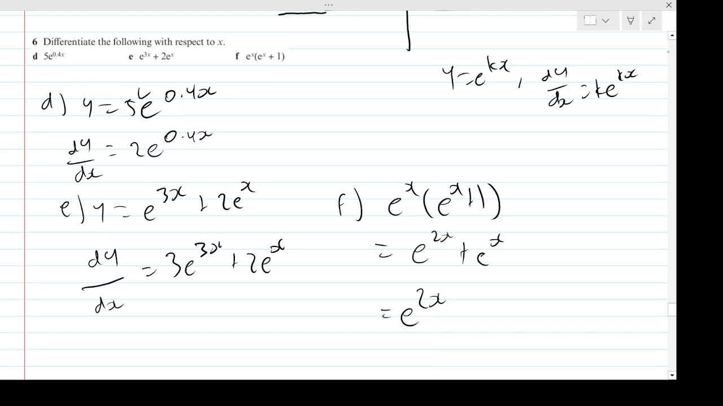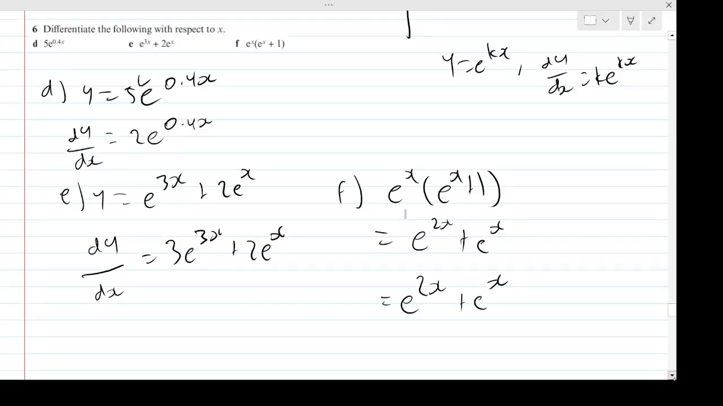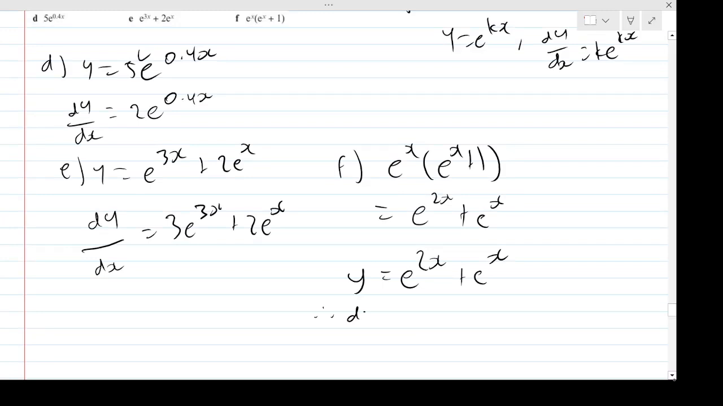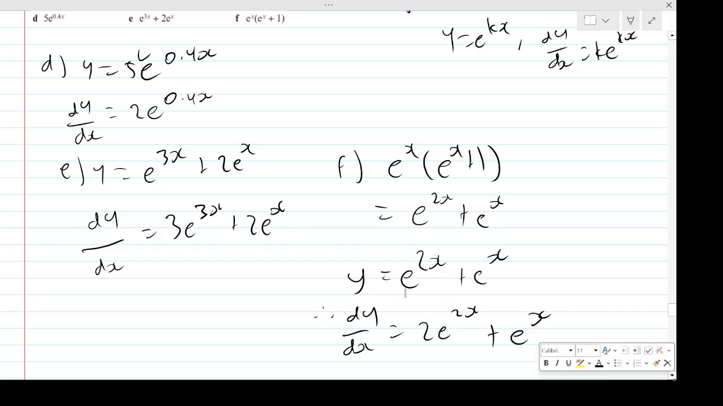Okay, if I do e to the x times 1. So e to the x times e to the x is e to the 2x. E to the x times 1 is e to the x. Cool. So then my derivative, if I were to differentiate this, so that's y, then dy dx. But e to the 2x will go to 2e to the 2x, and then e to the x just remains e to the x. Okay, cool.